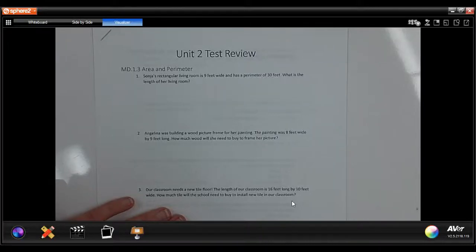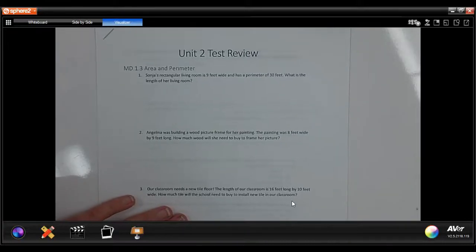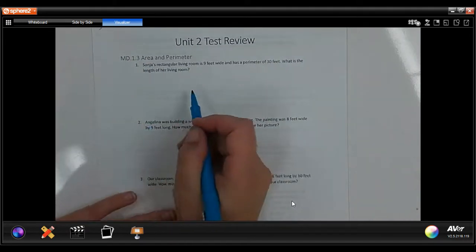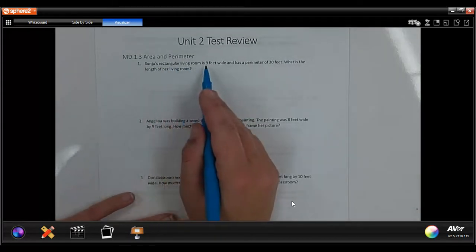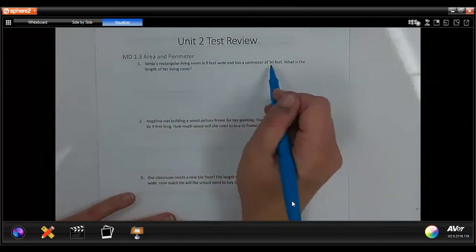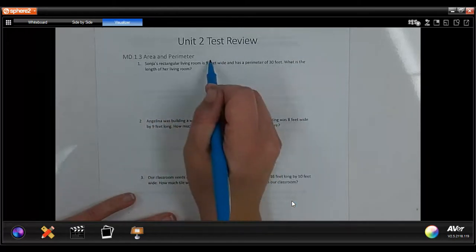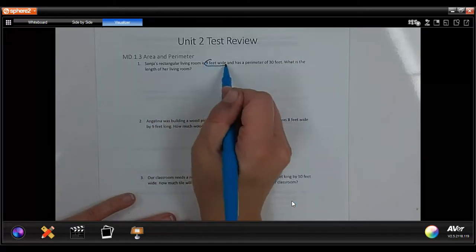In this video, I will review how to solve the area and perimeter section on our Unit 2 test review for the standard MD.1.3. Number 1 says Sonia's rectangular living room is 9 feet wide and has a perimeter of 30 feet. What is the length of her living room? So I'm going to annotate my text with the important information.